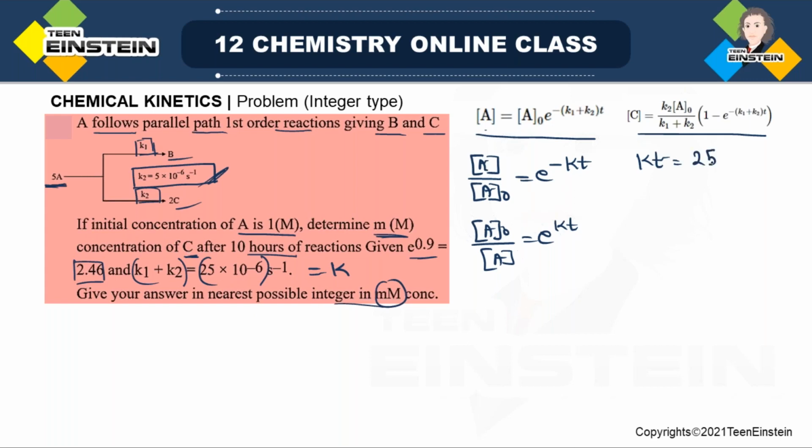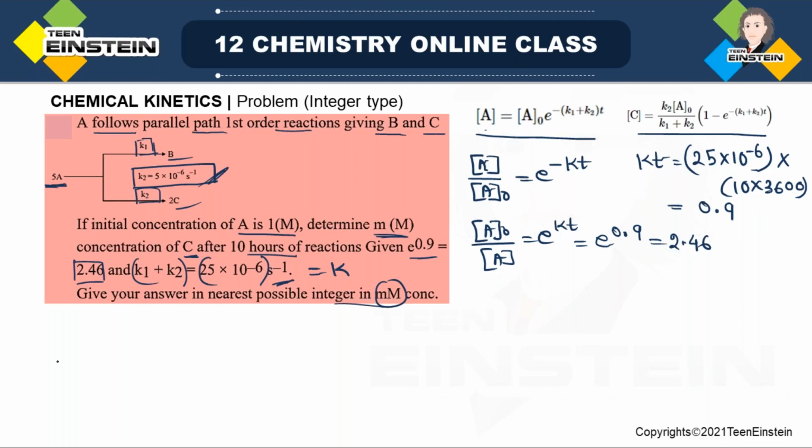25 into 10 to the power minus 6, and the t value is 10 hours. But remember, the rate constant is in per second, while time is given as 10 hours, so you have to convert it to seconds. That is why time will be 10 into 3600. So the value of kt that we get from this is 0.9. That means e to the power 0.9, and this is equal to 2.46. So now we know the value of the ratio A naught by A.